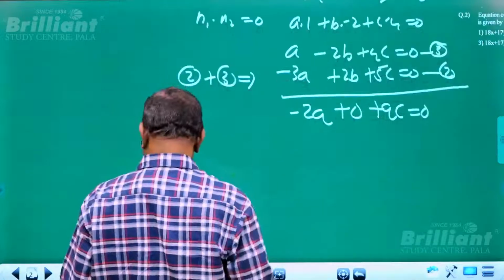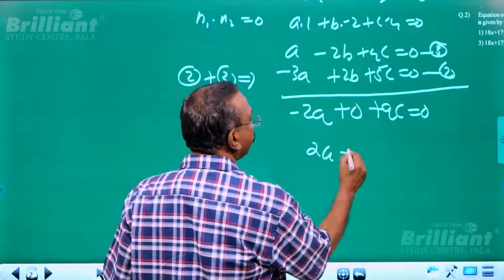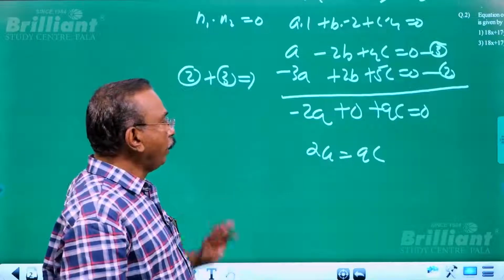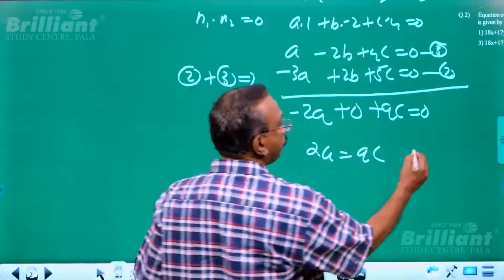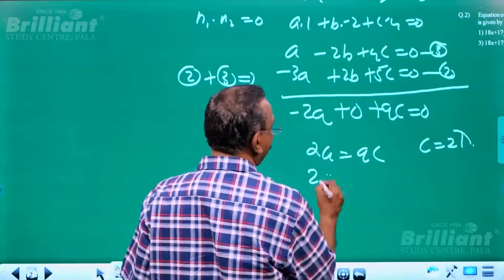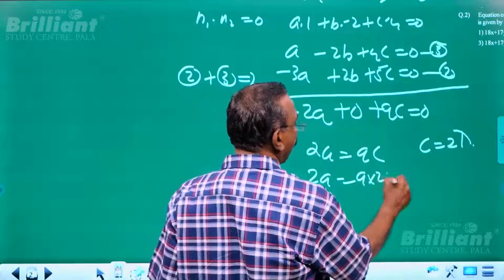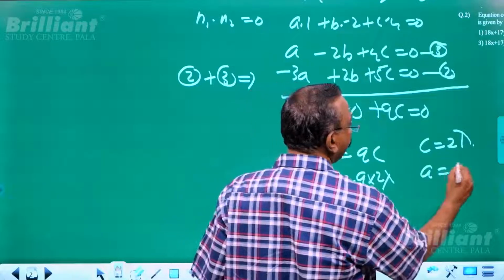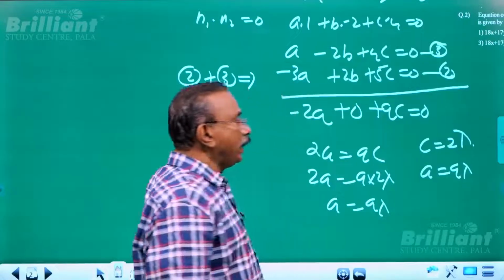That implies 2A is equal to 9C. So to find the value, it is better to keep C as some 2K or 2 lambda. Therefore, 2A is equal to 9 into 2 lambda. Therefore, A is equal to 9 lambda. So you got A.